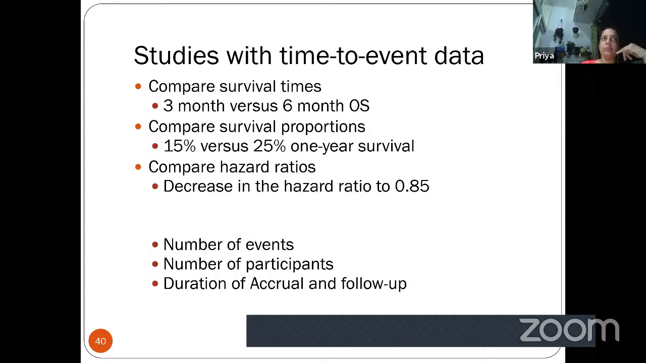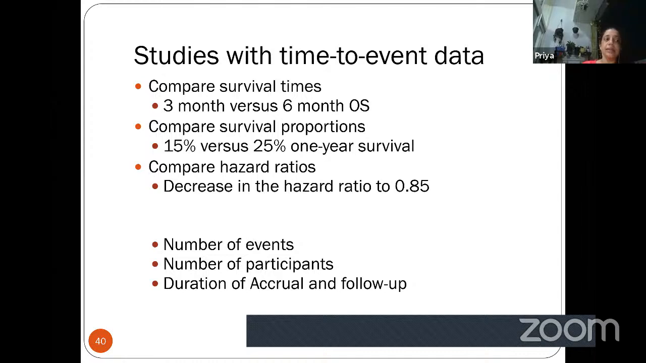When we talk about time to event data, which is what all of us would be interested in, how do we calculate sample size? You could compare survival times. You could say that overall survival in this group will be 3 months versus in that group will be 6 months. Or you could compare the proportions surviving at a particular time. So you could say the 1 year survival would be 15% versus 25%. Or you could compare hazard ratios.